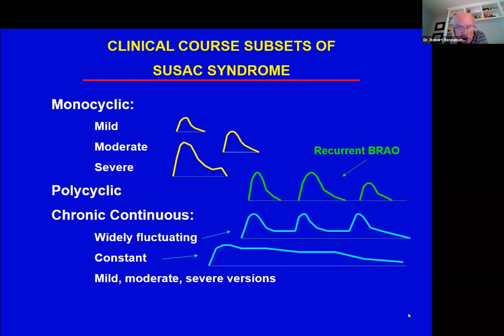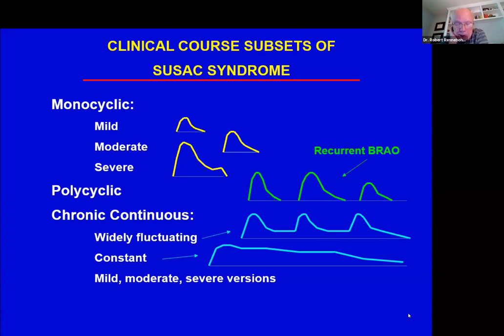Other patients experience a polycyclic course, meaning that their immune system makes the mistake and then fully corrects the mistake, but then repeatedly makes the same mistake over and over again. This is best exemplified by Susac patients who experience recurrent episodes of BRAO.